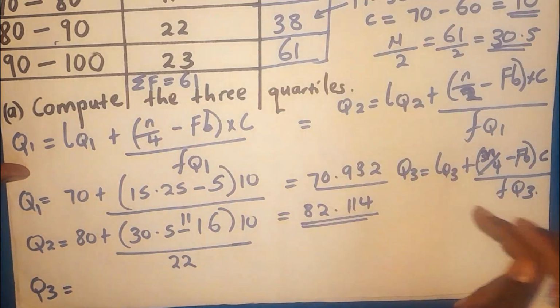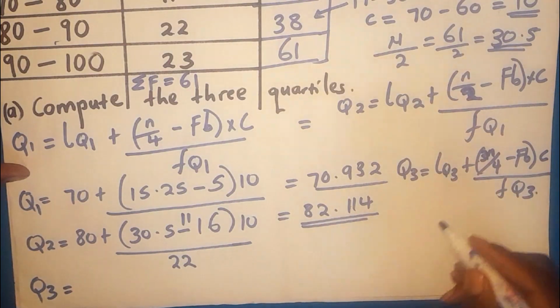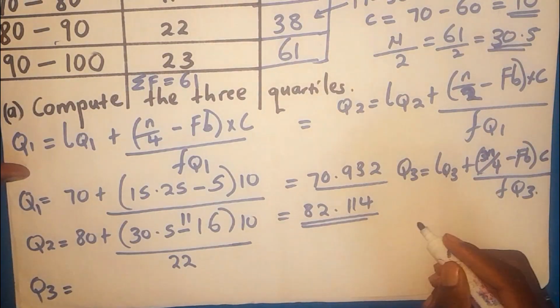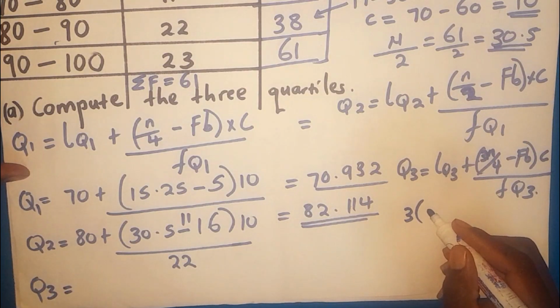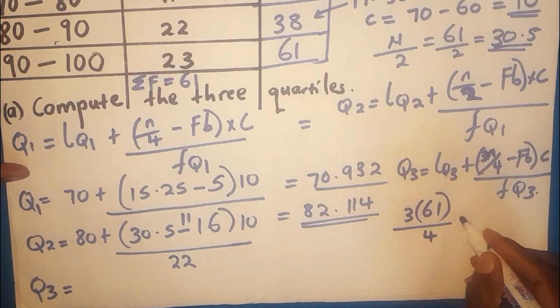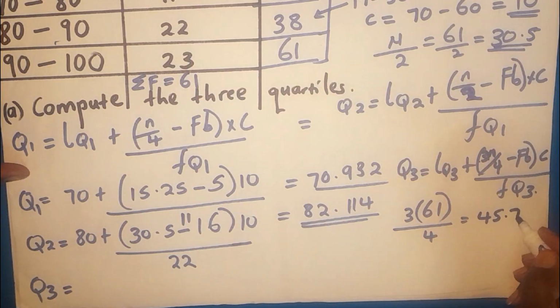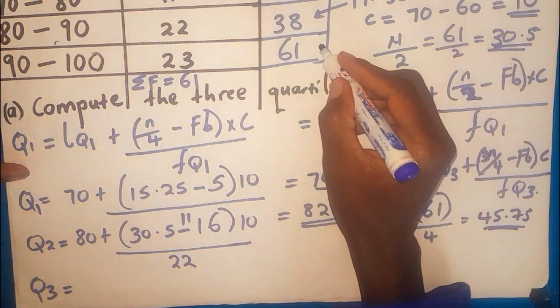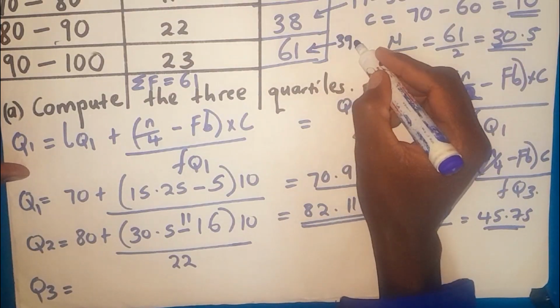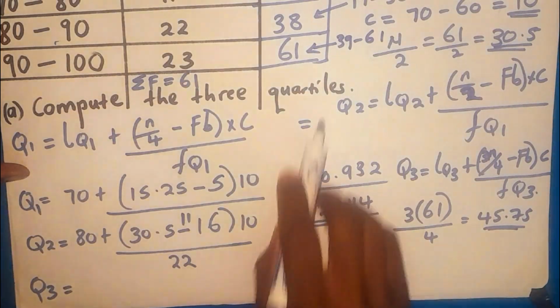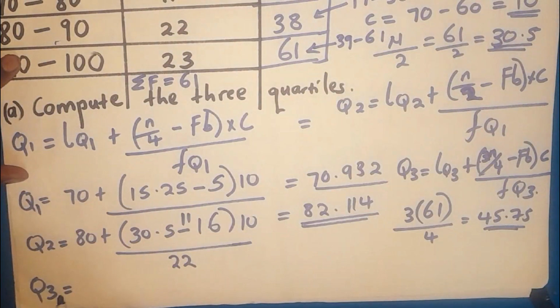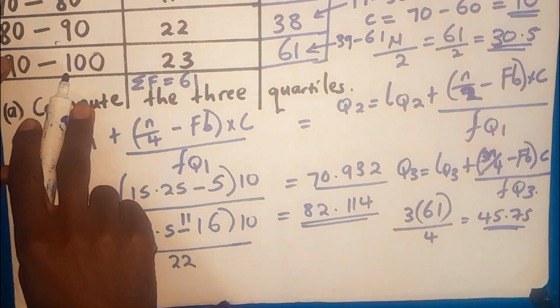So here we need to locate where this third quartile is located. We are going to take 3n, our n is 61, all over 4. This is going to give the answer where it is located. So we're going to get 45.75. So 45.75 is located where? Here we're having 39 to 61. So 45.75 is located in this class. So this third quartile class is located here on the last class.